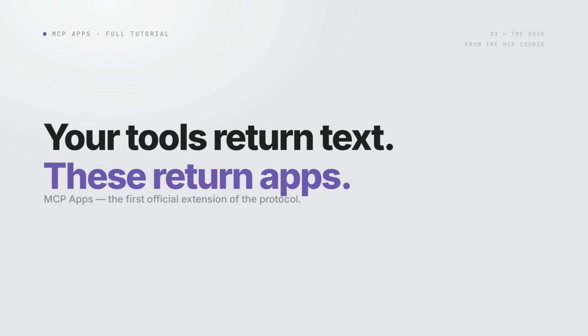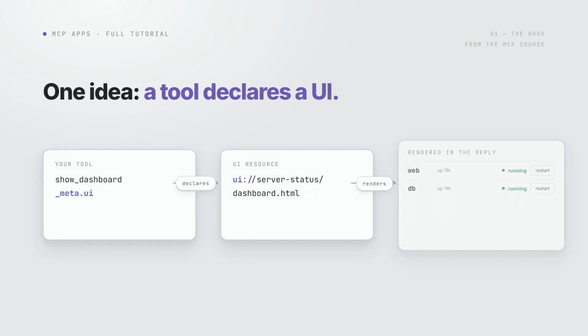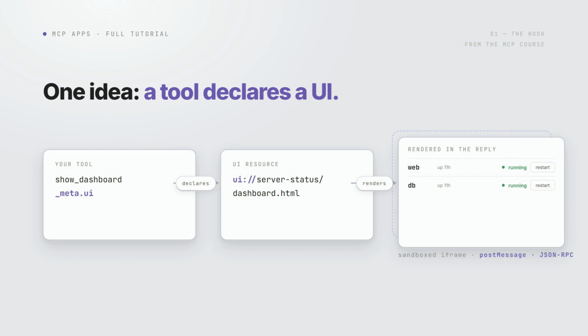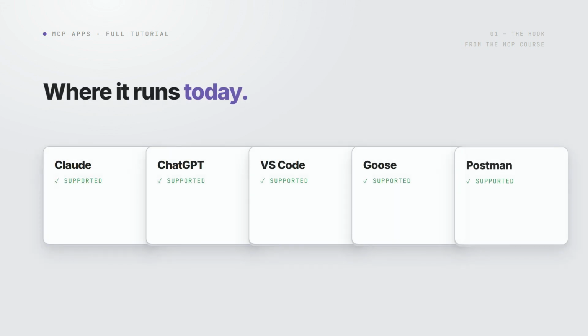This is MCP Apps, the first official extension of the Model Context Protocol, shipped January 2026. The idea is one line. A tool can declare a UI resource. When the tool runs, the host renders that UI in the reply. The interface lives in a sandboxed iframe, and it talks back to your server over the same protocol everything else uses. And it already runs in the clients you actually use: Claude, ChatGPT, VS Code, Goose, even Postman.